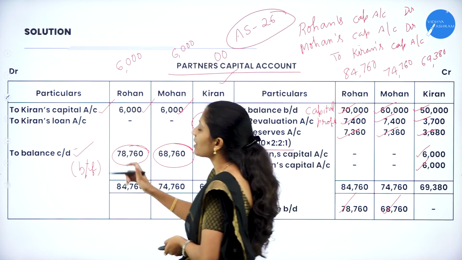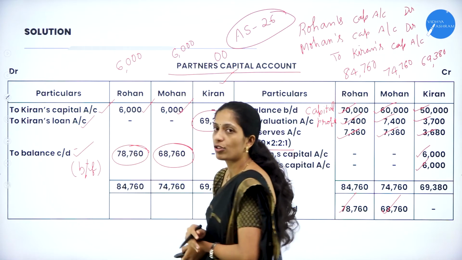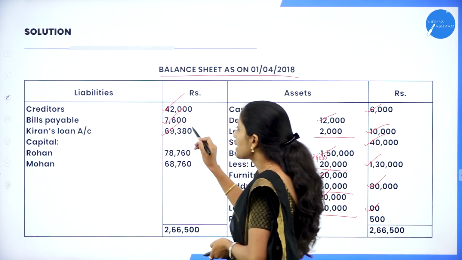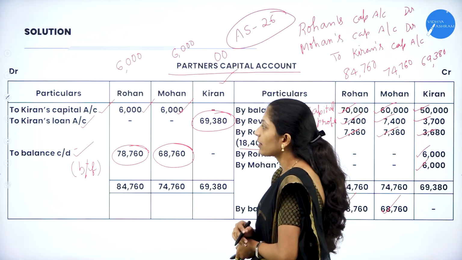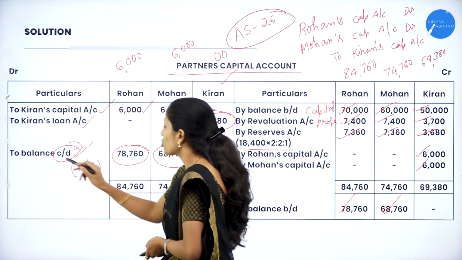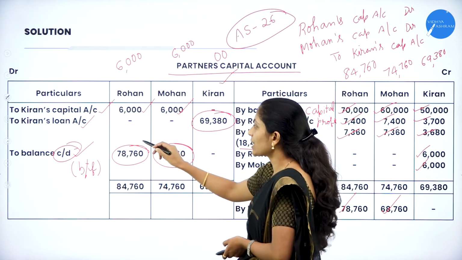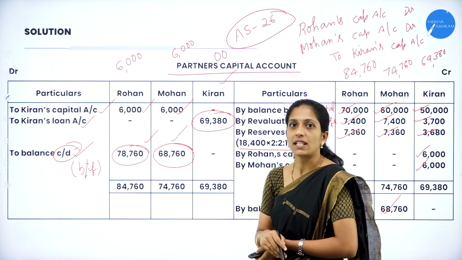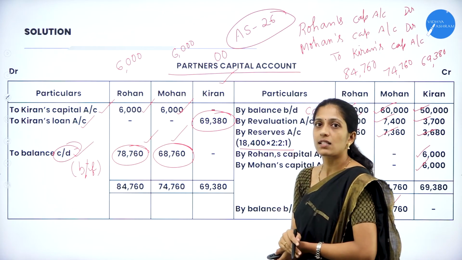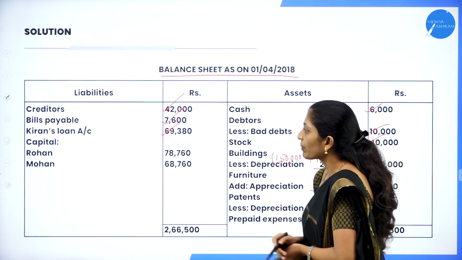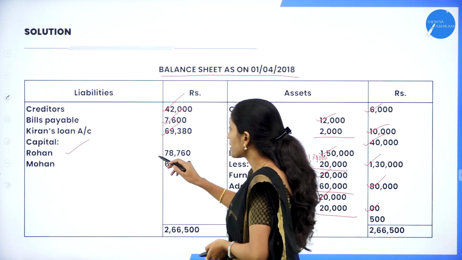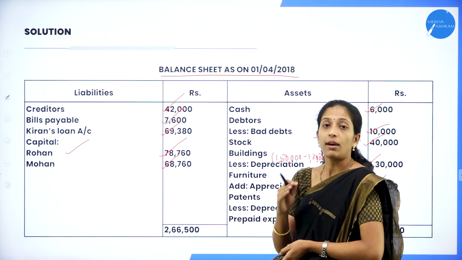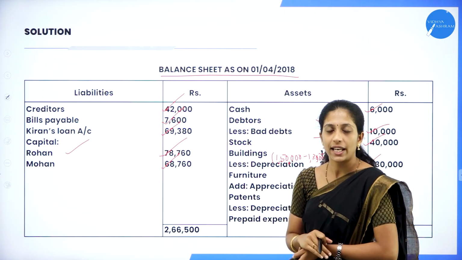So if you see partners capital account, we have to take Kiran's loan account also. So first we shall take Kiran's loan account. How much? 69,380. Next, the balancing figure. So the amount we have carried down. So this amount has to be taken as capital of Rohan and Mohan. So capital Rohan 78,760 and Mohan 68,760. Now we are done with all the items which were there in the balance sheet.